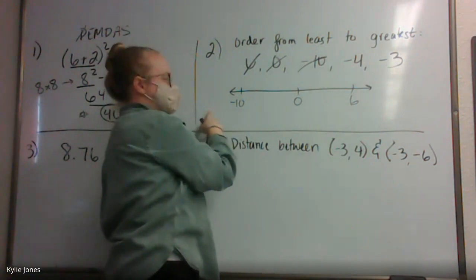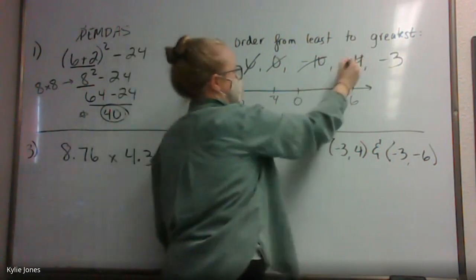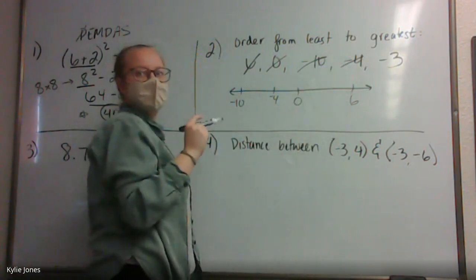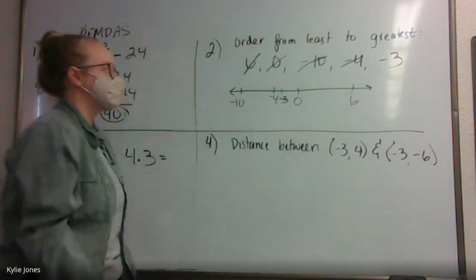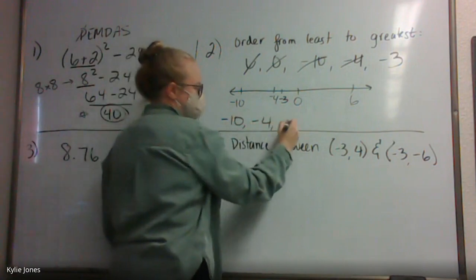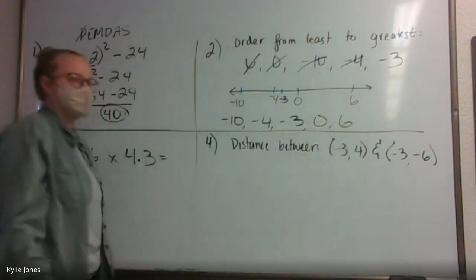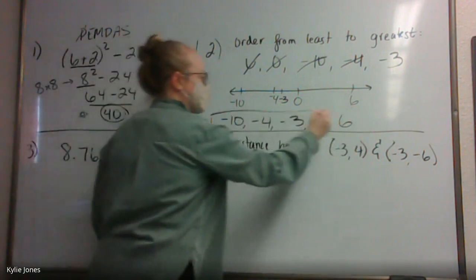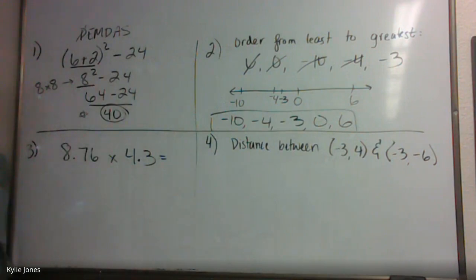No? It's in between 0 and negative 10? Okay. What about negative 3? Good, it's right before the negative 4. So if we were to put these in order from least to greatest, it would be negative 10, negative 4, negative 3, 0, 6. How'd you guys do on that one? Pretty good? Good.